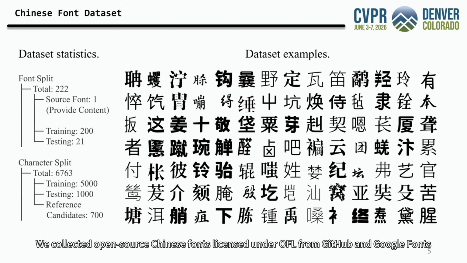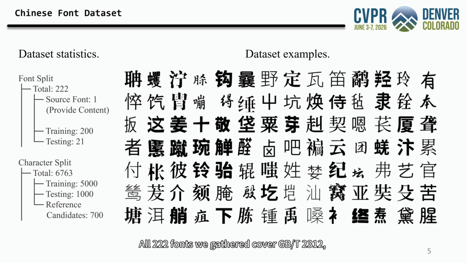We collected open-source Chinese fonts licensed under OFL from GitHub and Google Fonts. All 222 fonts we gathered cover GBT2312, a standard that includes 6,763 simplified Chinese characters, and together they yield a dataset containing 1.5 million glyphs.